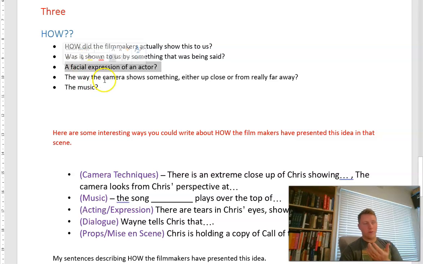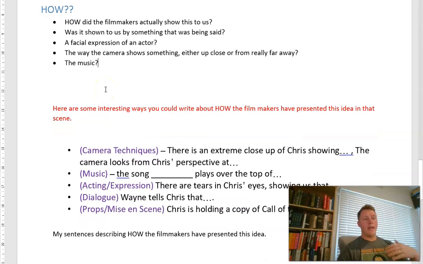Spoiler alert. It could be the way the camera shows something up really, really close, or it shows it really, really far away, as I was talking about before. It could even be the music or the sound effects going on in the background. We know that Eddie Vedder created the soundtrack for this film. There's some fantastic songs. Some of them are called Society, Greed, and Family, things like that. So they've got very specific meanings.